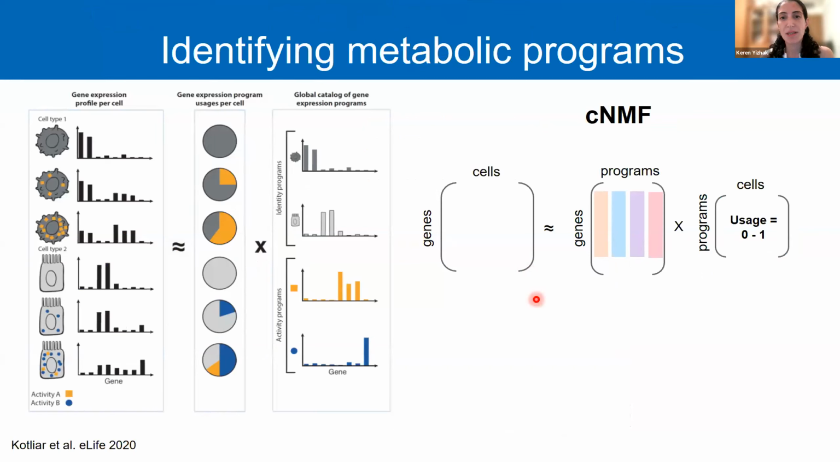This method basically breaks down the expression matrix into two matrices. One is the genes over programs matrix. A program is basically a gene set, okay, a gene signature. And the other matrix is programs over cells, which tells us to what extent each program is active in each cell. Okay, and this is some number between 0 and 1. This is how it looks in practice.